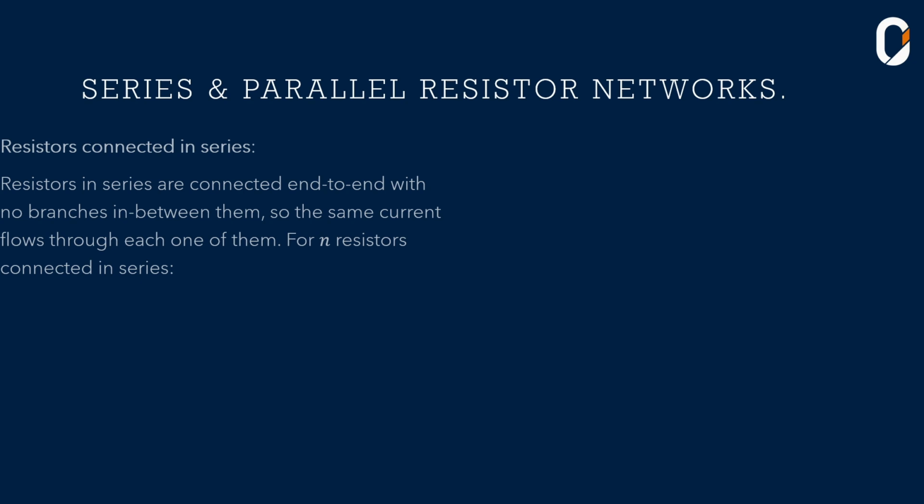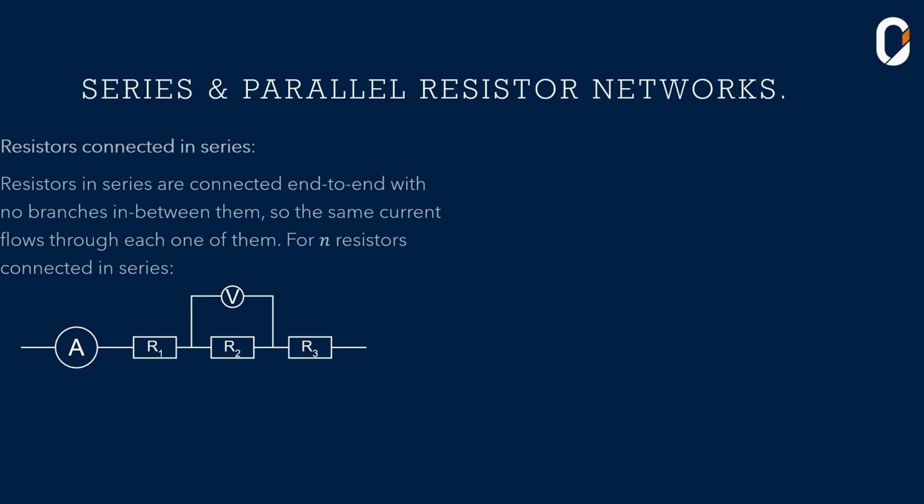Resistors in series are connected end to end with no branches in between them, so the same current flows through each one of them. For n resistors connected in series, we have the following series connection. As you can see on my diagram, there are no branches between these resistors except for the one that is measuring voltage. That is not necessarily a branch, that is just a voltmeter, if you will.